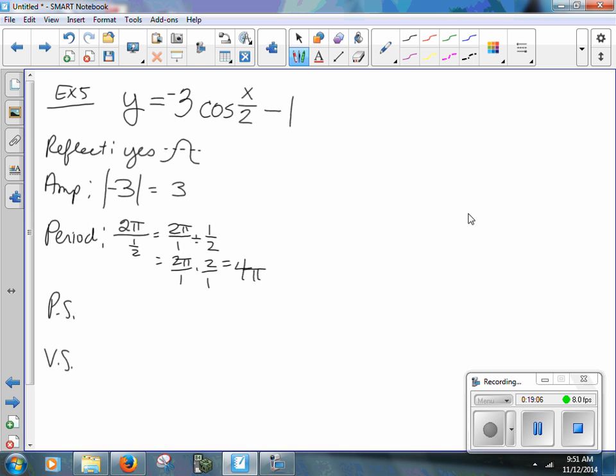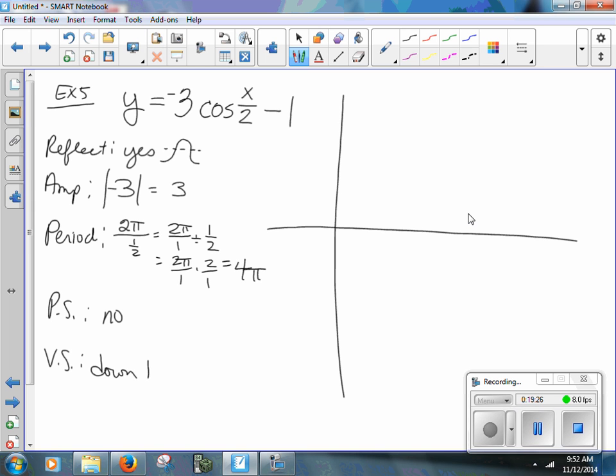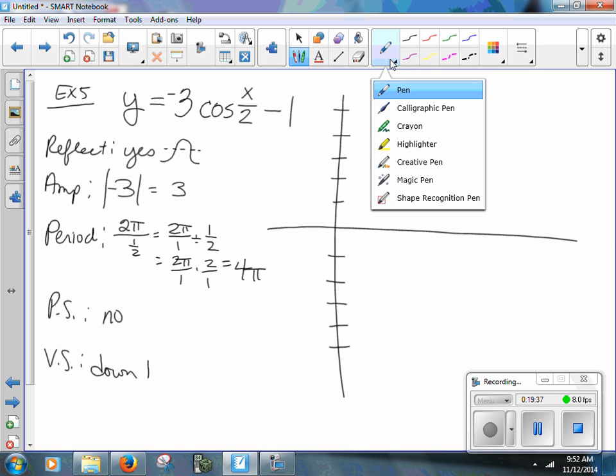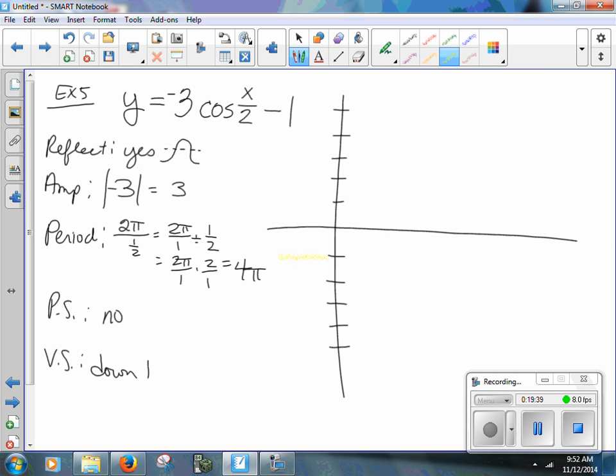How many of y'all got the 4 pi for the period? That makes it easy, right? Makes it really easy. Phase shift. Is there any phase shift on the D? No. Vertical shift. Tamara, there's one where? Down 1. Okay. So my oscillation line goes where? At -1. Where does it go? Tell me again. -1, -1, -1. Okay.